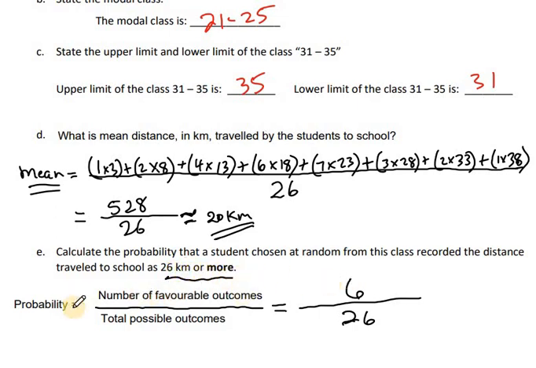So in terms of the probability of students who traveled 26 kilometers or more, which I'll write like this, probability 26 or more is actually equal to 6 over 26. And so we can actually simplify this by dividing by 2. 3 divided by 2 gets 13. So 3 out of 13 is the probability. Simplified, by the way.